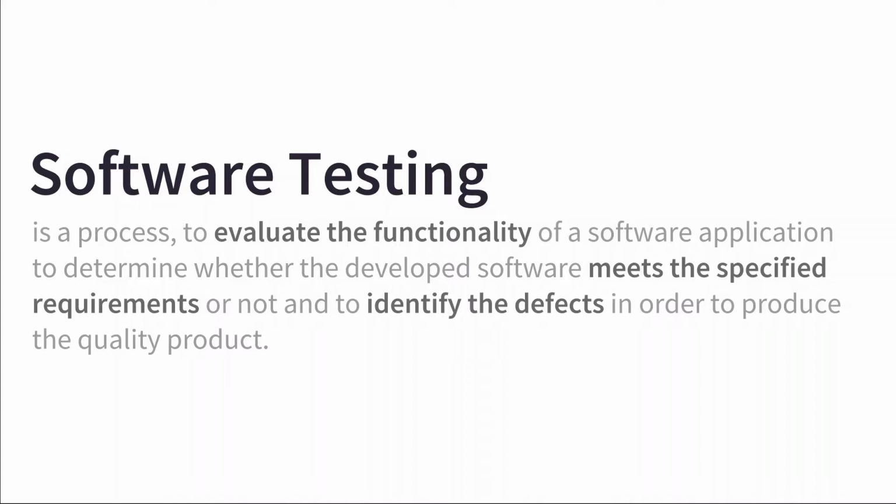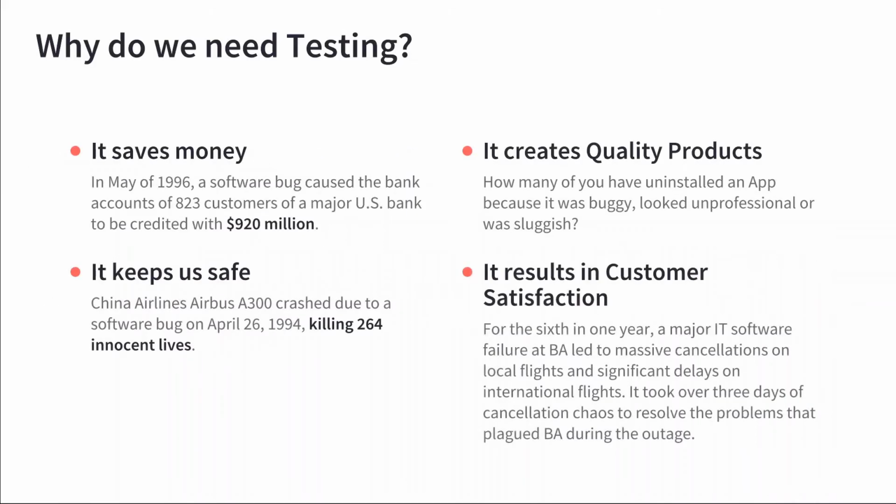And so, I think the reasons for needing software testing are clear. Why do we need testing? Well, it saves money. There's an example here. In 1996, a software bug caused the bank accounts of 800 people to be given $920 million. You can imagine the bank wasn't very pleased when they realized that money transfer had happened because of a software bug. At the same time, it keeps us safe. This is just one example of many: China Airlines in 1994, killing over 200 people because of a software bug.